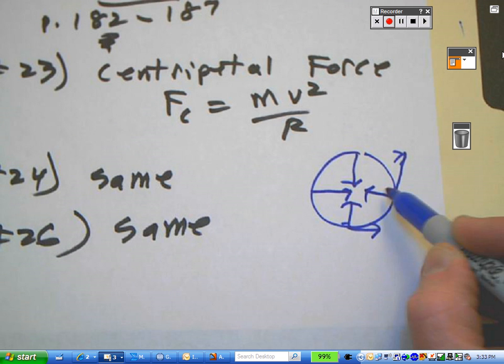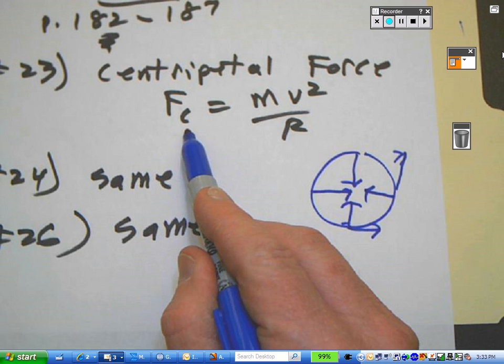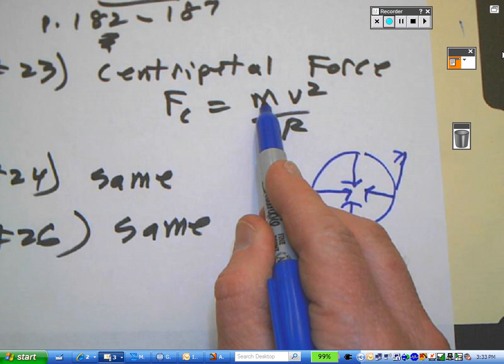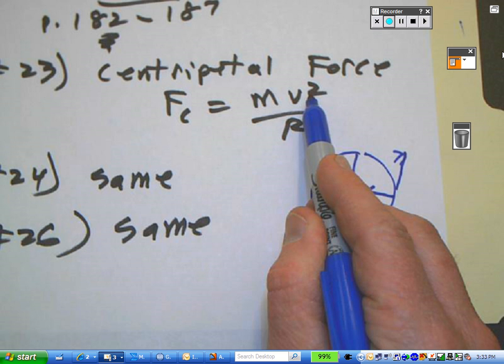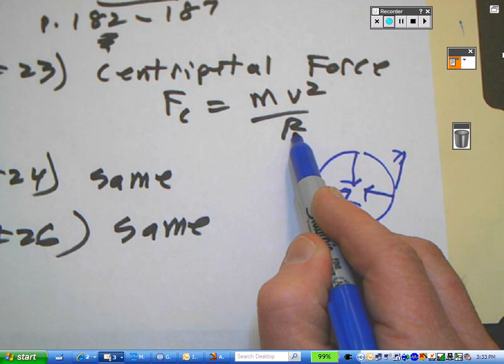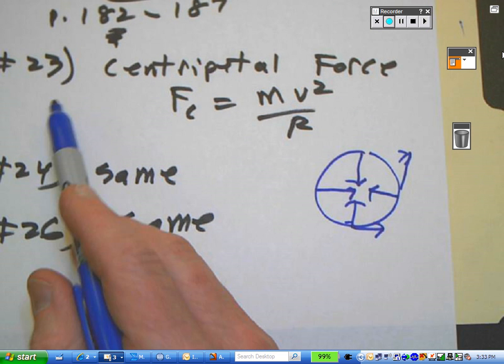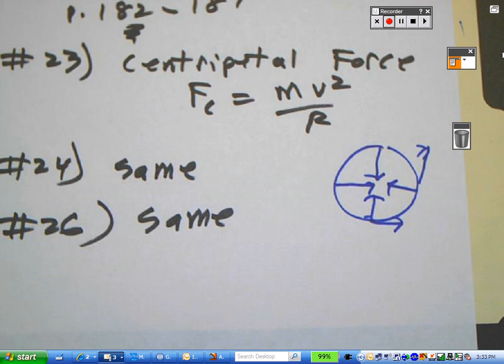The amount of the centripetal force is the mass of what's going around, times the velocity squared, divided by the radius, and all of numbers 23, 24, and 26 behave the same in the solution of that. I hope this helps you.